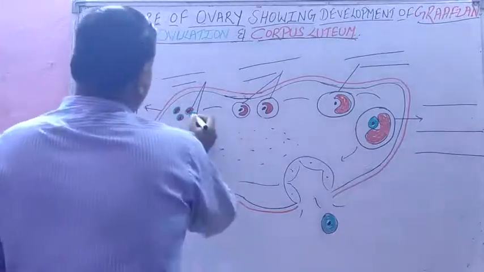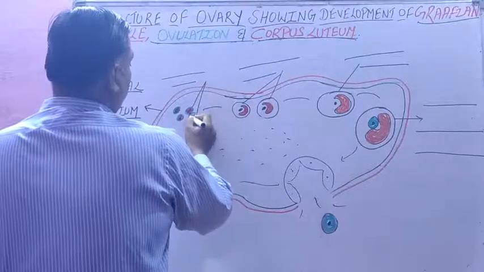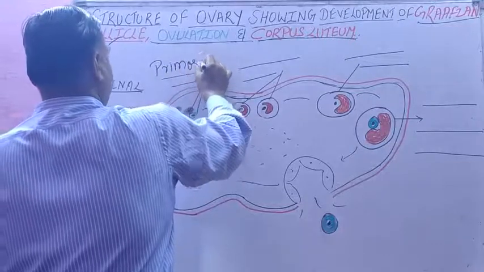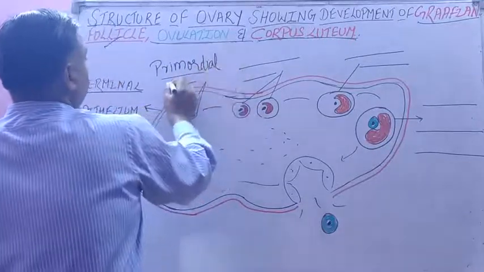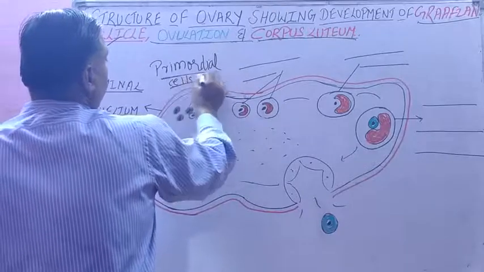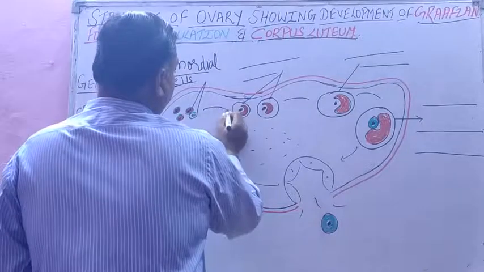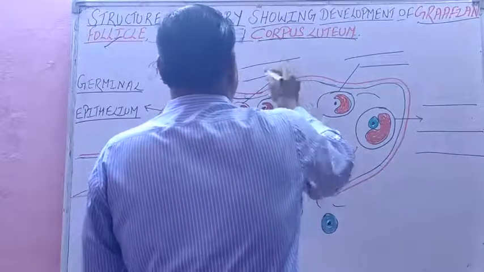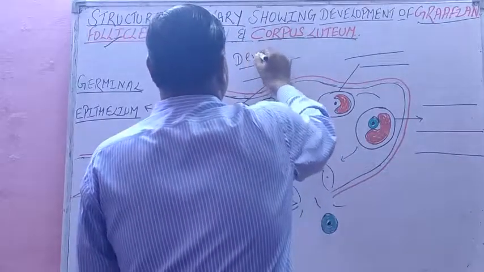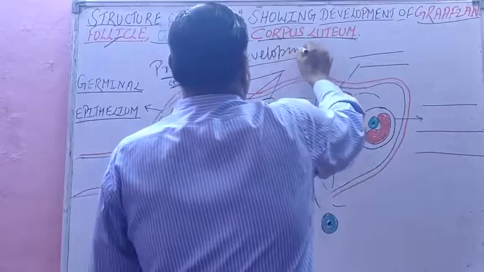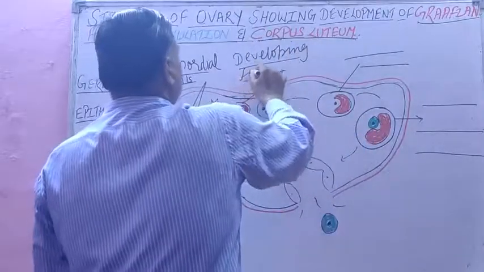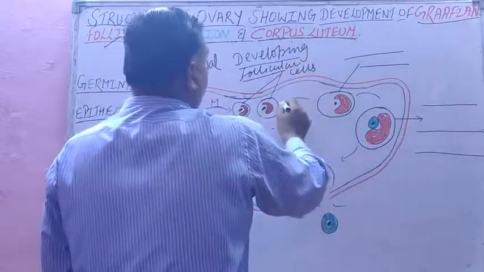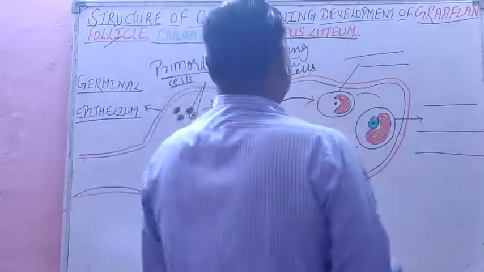How does it give rise? Germinal epithelium divides to produce small primary cells called primordial cells. Students, now this primordial cell divides by mitosis to produce developing follicular cells.